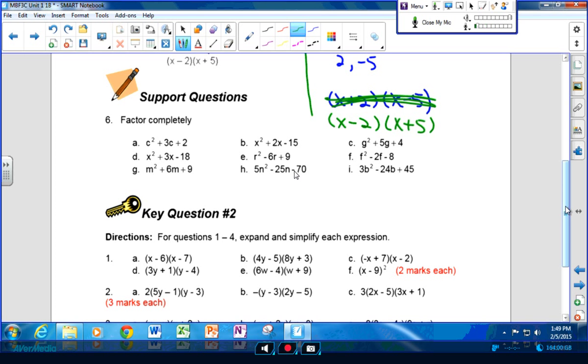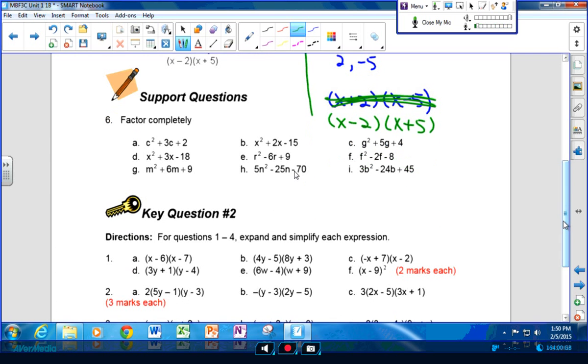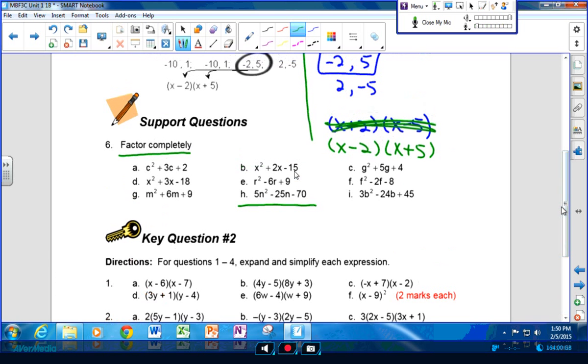Okay. So let's take a look at question 6. It says factor completely, and that's what they're talking about. So you're going to go through that, and oh, look at that. We got h here. Ooh, that looks evil, because you see you can't do h. Okay, you have to get rid of that 5 in front of the n squared. So that's page 17. Okay, so you'll have to do that.